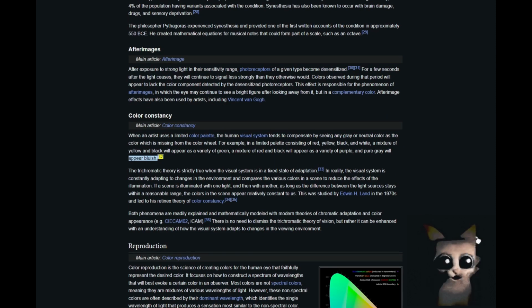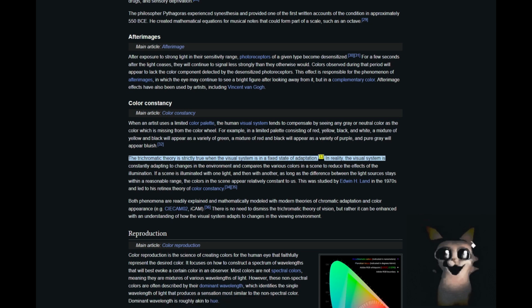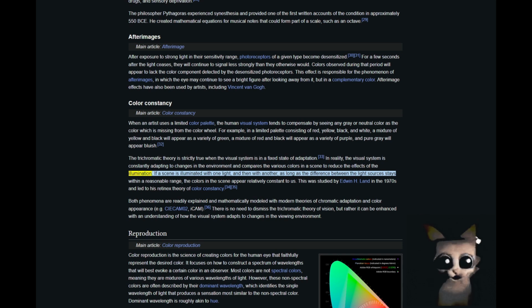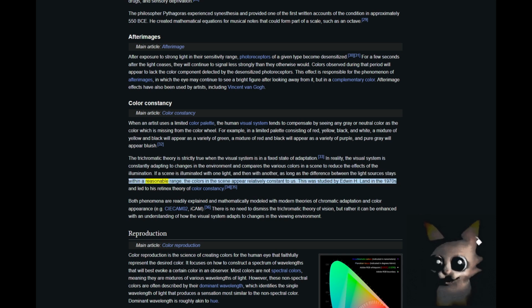The trichromatic theory is strictly true when the visual system is in a fixed state of adaptation. In reality, the visual system is constantly adapting to changes in the environment and compares the various colors in a scene to reduce the effects of the illumination. If a scene is illuminated with one light, and then with another, as long as the difference between the light sources stays within a reasonable range, the colors in the scene appear relatively constant to us.